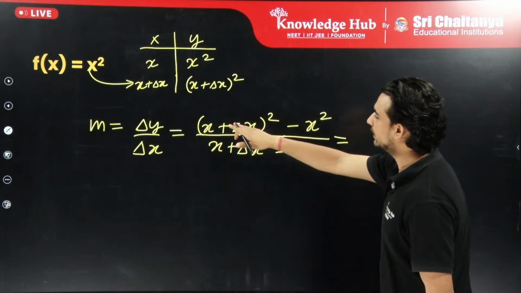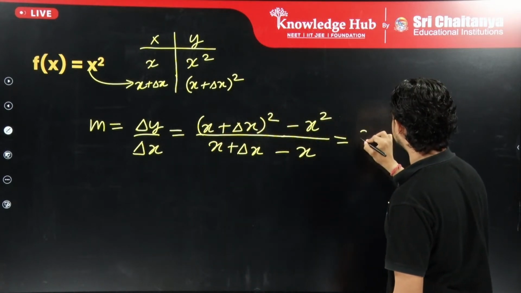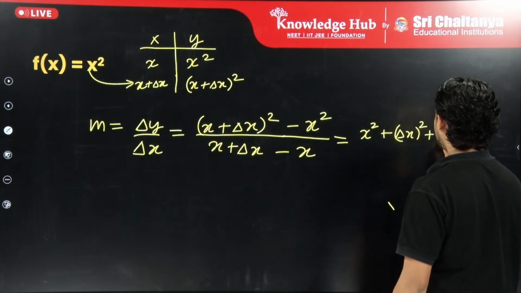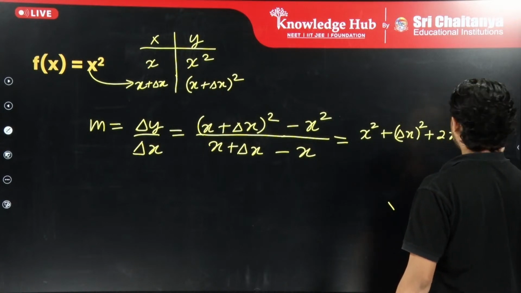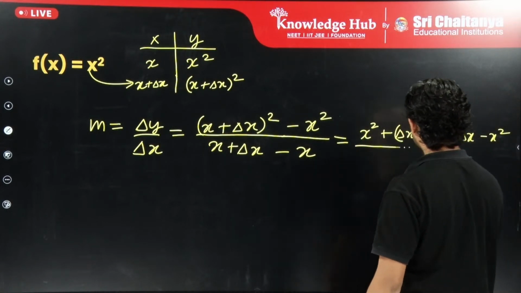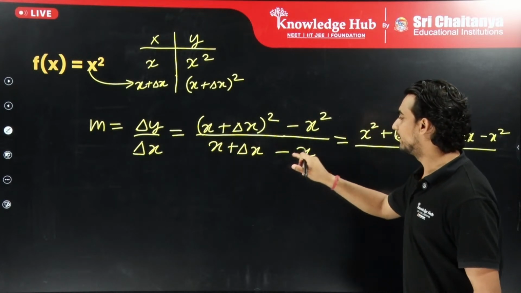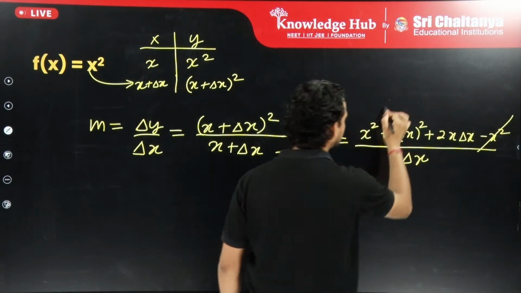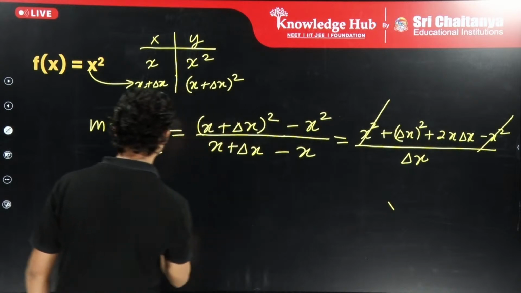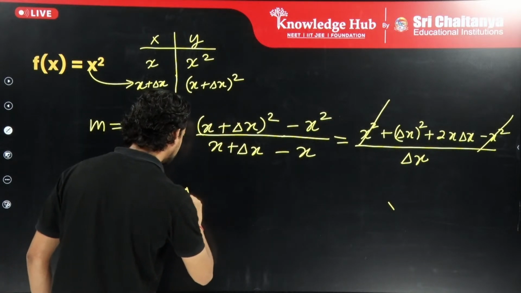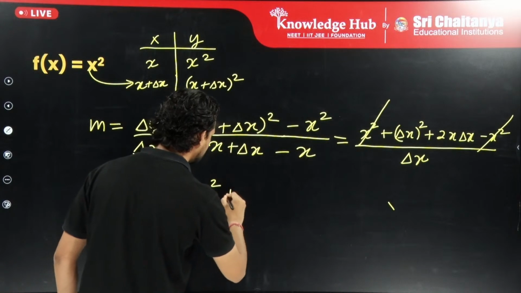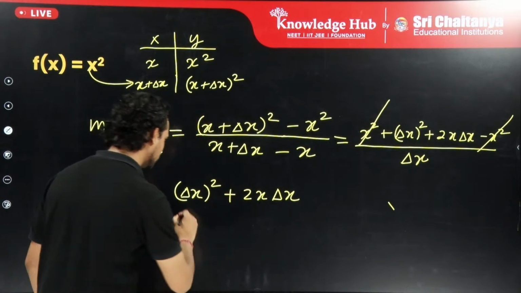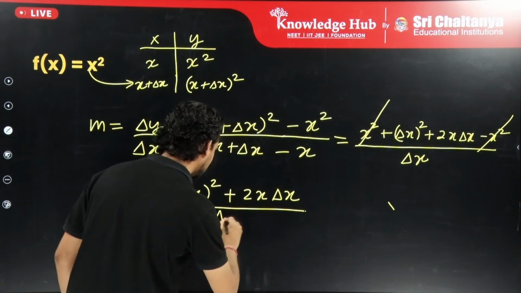So can I use the formula? Let's open this. I'll get a square plus b square plus 2ab, and I am writing minus x square here upon x plus delta x minus x, so I will get a delta x here. This x square cancels with this. So what do I get? I get delta x whole square plus 2x delta x, right? Now upon delta x.